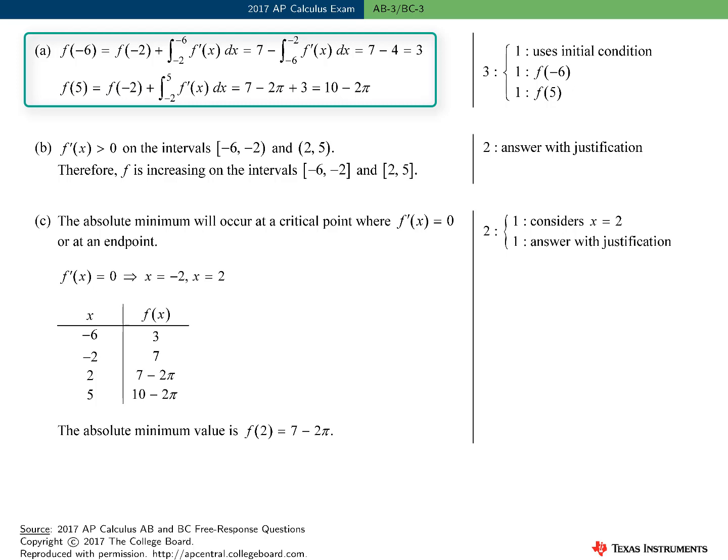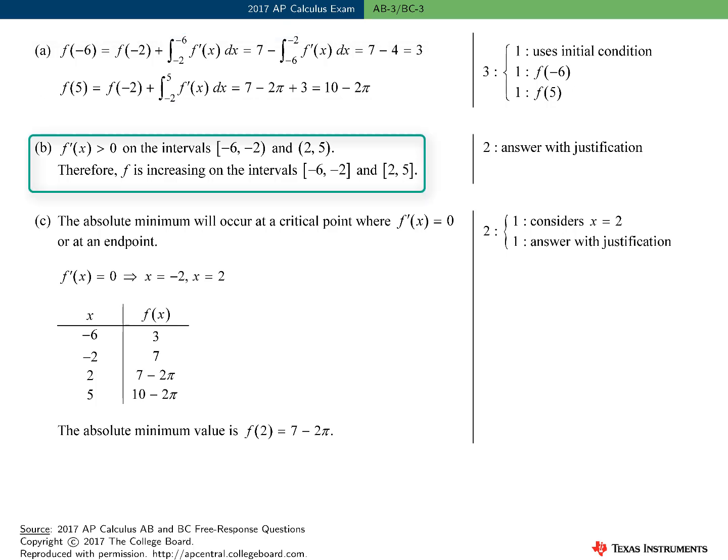That is, the area bounded by the graph of f prime above the x-axis minus the area bounded by the graph of f prime below the x-axis. Part B was worth 2 points. And in order to solve this problem, we need to find the intervals on which f prime of x is greater than 0 by examining the given graph.